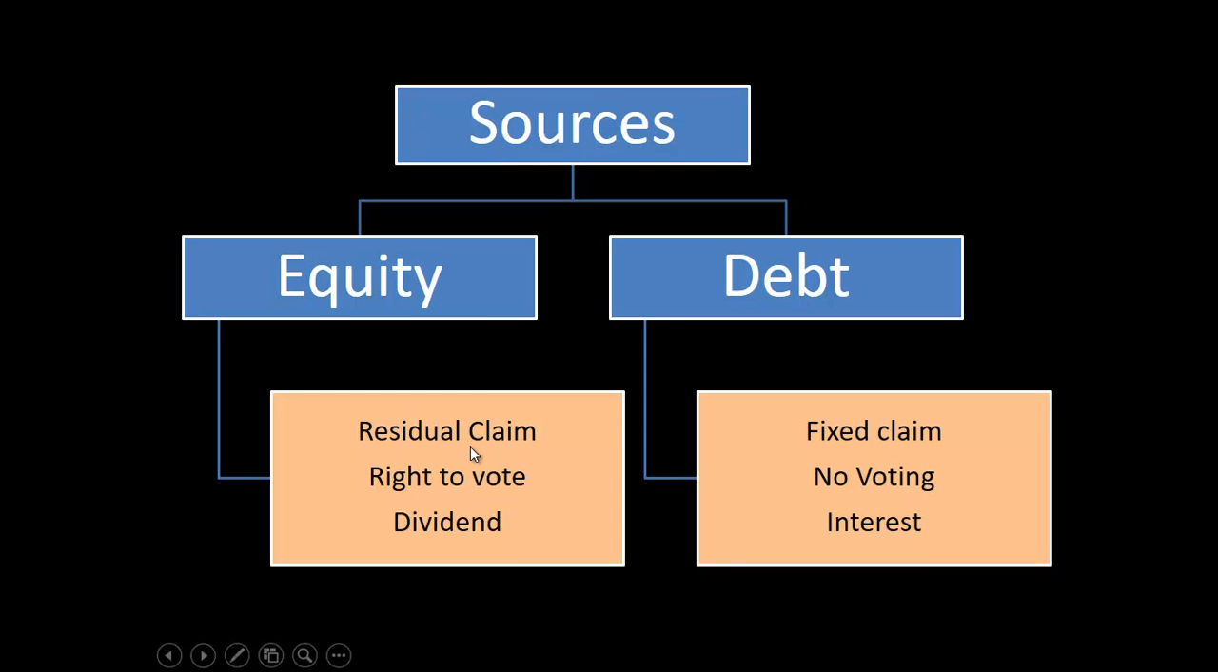An equity holder has a residual claim, gets the right to vote, and also gets the dividend. They are also called the owners of the company. But debt is a liability. They don't have the right to vote. They don't get dividend, but they get interest. So one of the important issues that a startup entrepreneur has to decide is whether to raise money in the form of equity or in the form of debt.